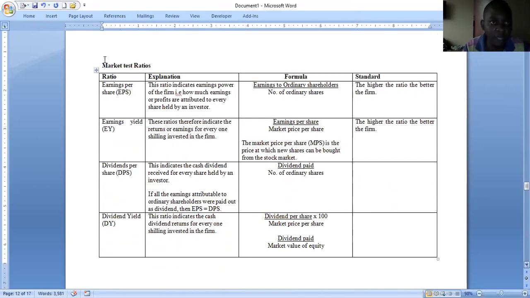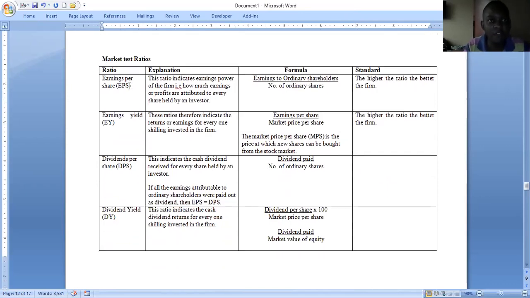So under the market ratios, you have the earnings per share. The earnings per share is just like the profitability of the business. It's a profitability ratio. It measures the profitability of the business in the stock market. The earnings per share is equal to the net profit divided by the number of ordinary shares. The higher the earnings per share ratio, the more profitable the business is, and the better the business is in the stock market.